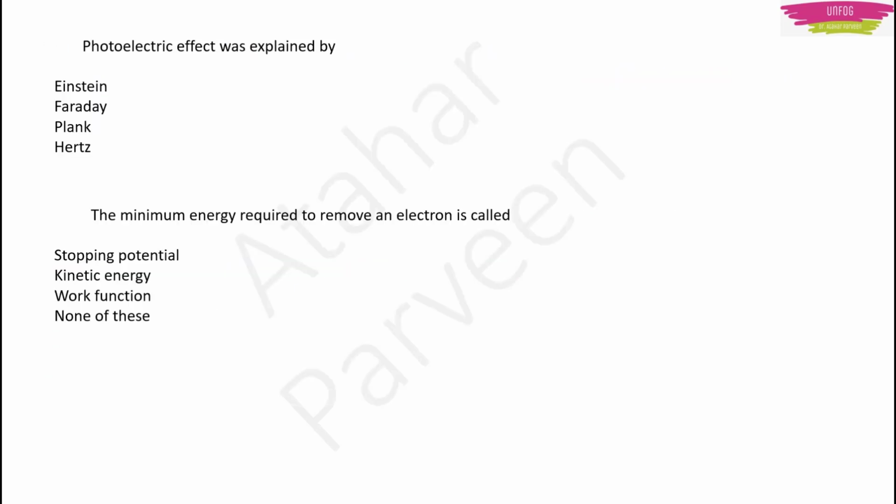Okay, it is neutral. Then the minimum energy required to remove an electron is called, of course, work function phi naught, and the unit is eV. Remember? Okay. And the energy will be E, it is equal to h nu naught.